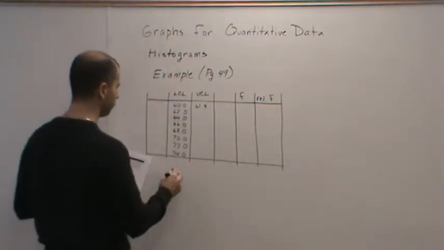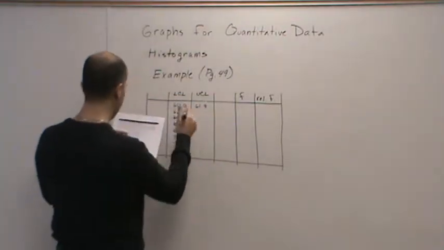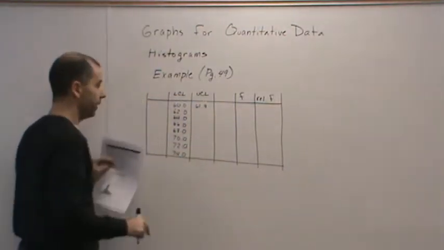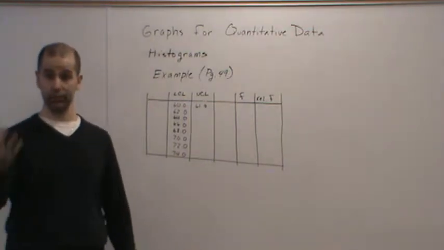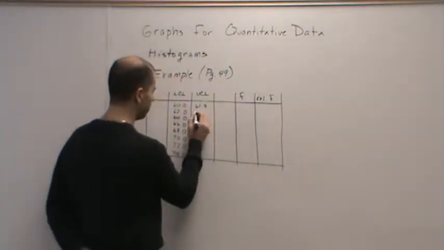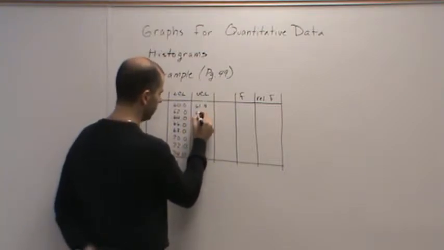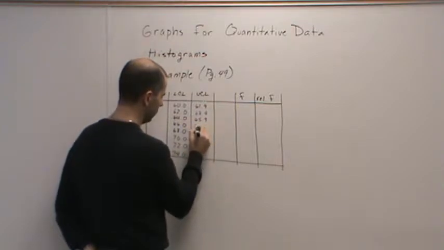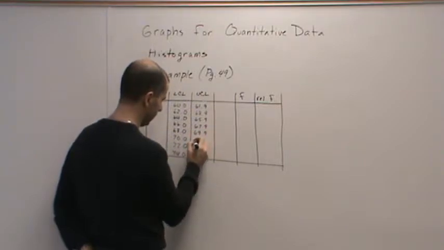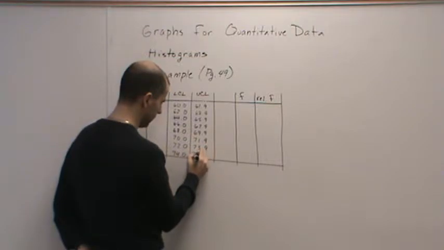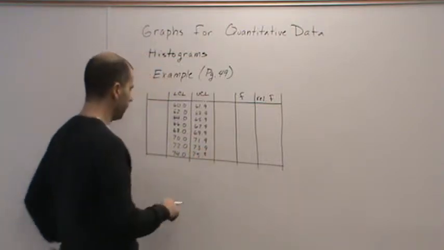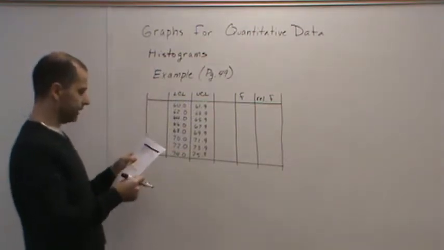Okay, so here's the table, and the upper class limits, 61.9. So again, the class width is 2, so we can easily get these now. So 61.9, 63.9, 65.9, 67.9, 69.9, 71.9, 73.9, and 75.9.